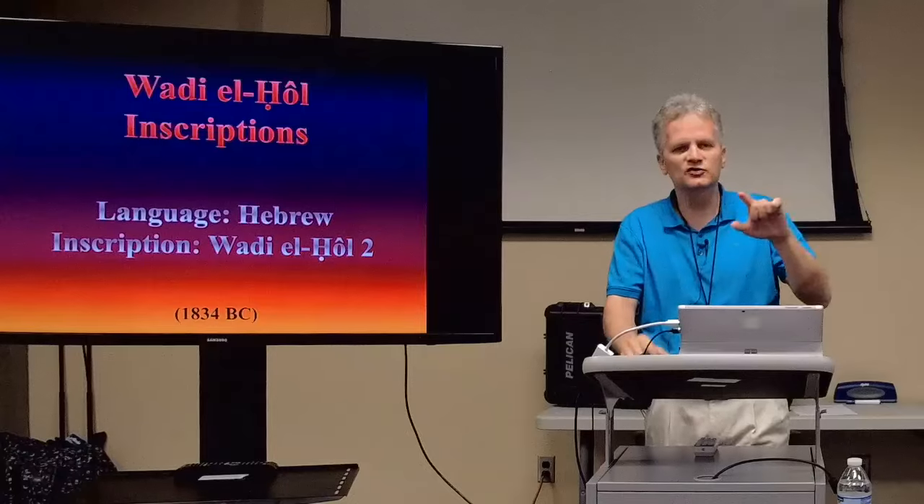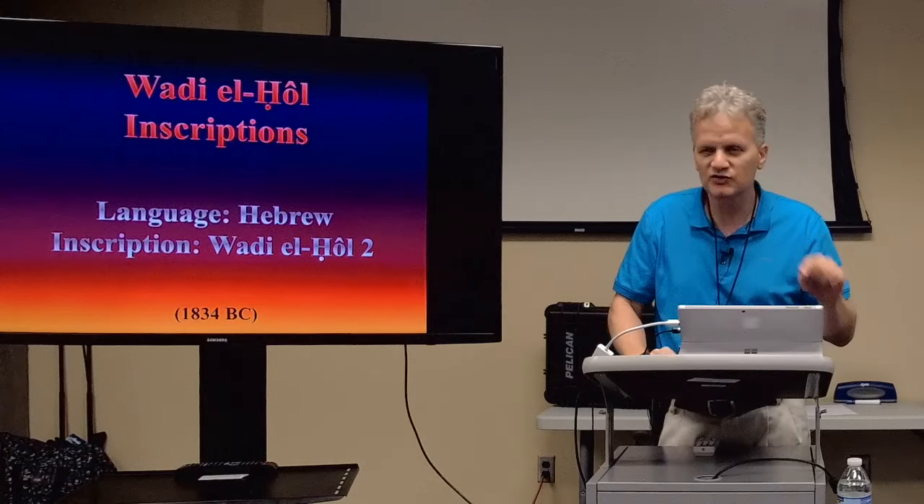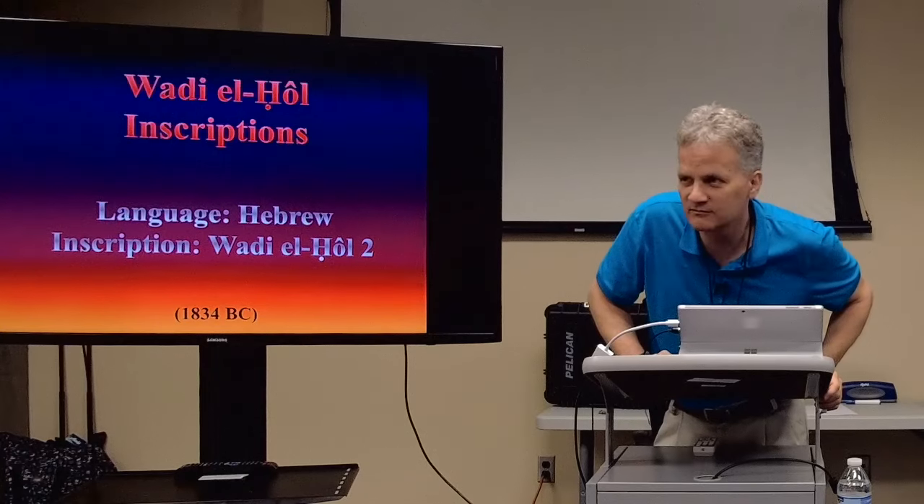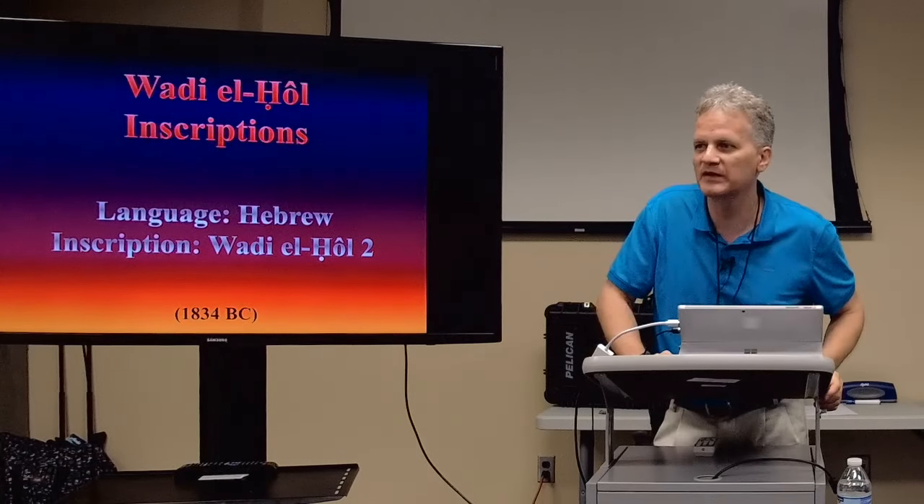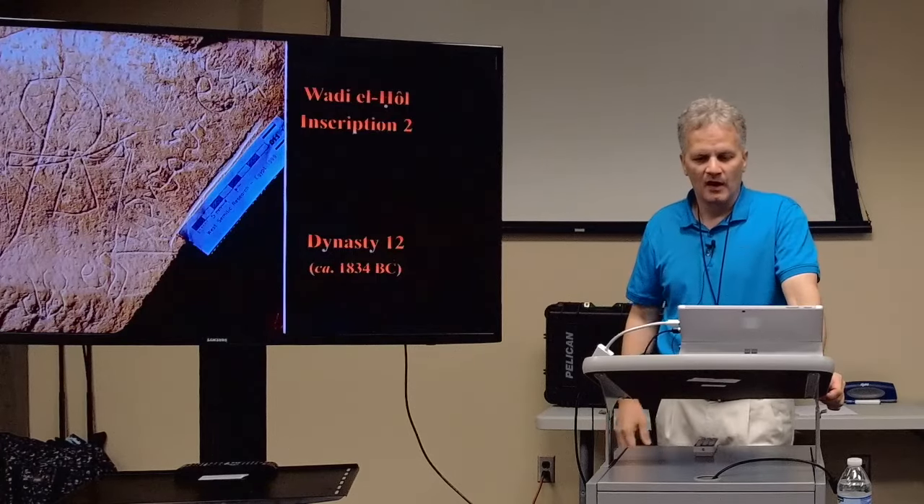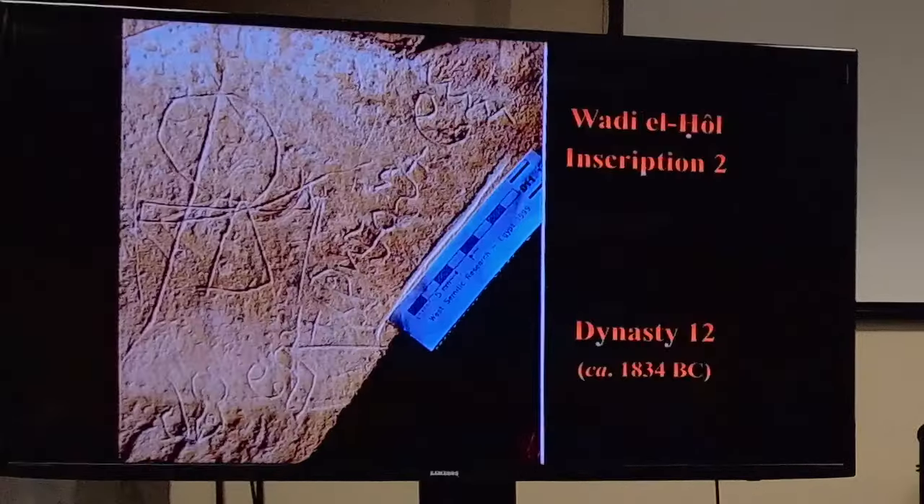Well, in one of those inscriptions that I've translated, and this one dates to 1834 BC, and you didn't hear that incorrectly, 1834 BC, a Hebrew inscription mentions God using this name El. In its Wadi al-Hol inscription 2, you can see a beautiful image of it here from Dynasty 12.